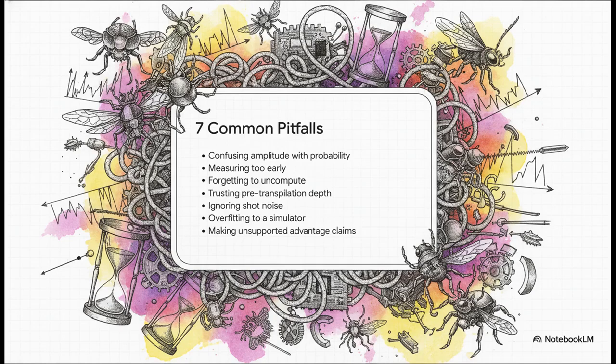2. Measuring too early. Accidental mid-circuit measurement can instantly turn your quantum algorithm into a purely classical randomized procedure. 3. Forgetting to uncompute. 4. Trusting pre-transpilation depth. 5. Ignoring shot noise. 6. Overfitting to a simulator. Listen, a circuit that works flawlessly in an exact simulator is very often going to fail on real hardware because of decoherence and routing overhead. And 7. Making unsupported advantage claims. Just because a quantum program ran successfully doesn't prove advantage unless you've rigorously compared it against the absolute best classical baselines.